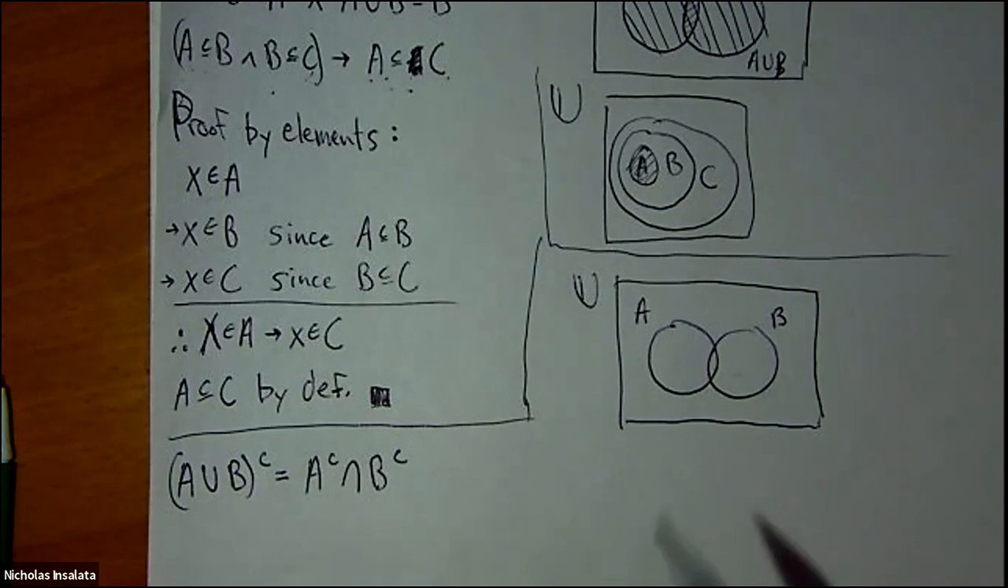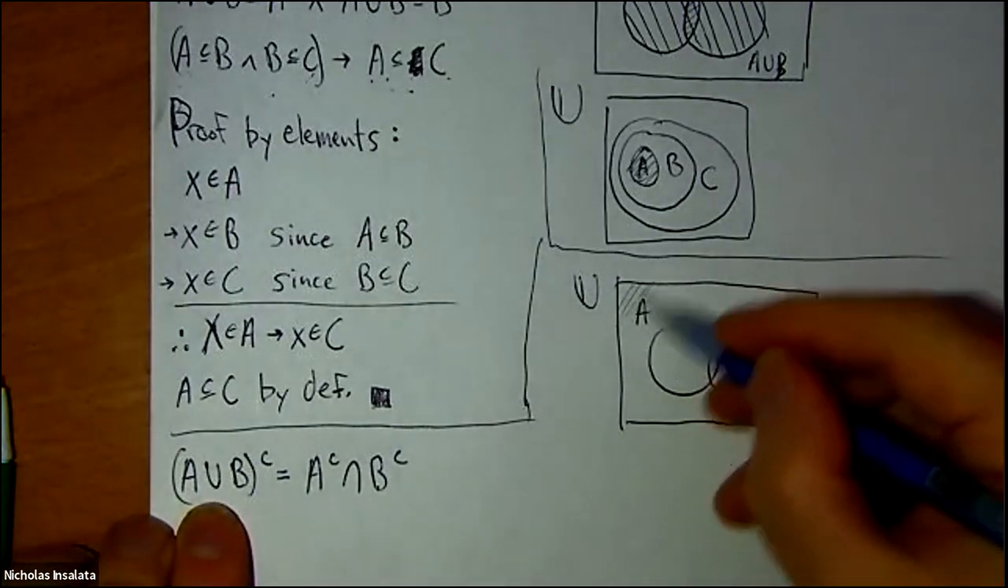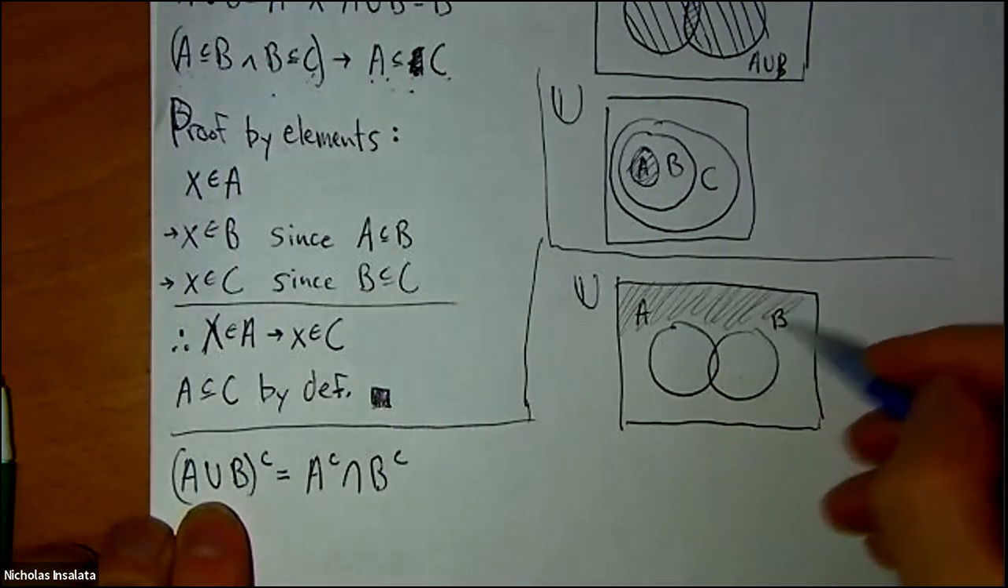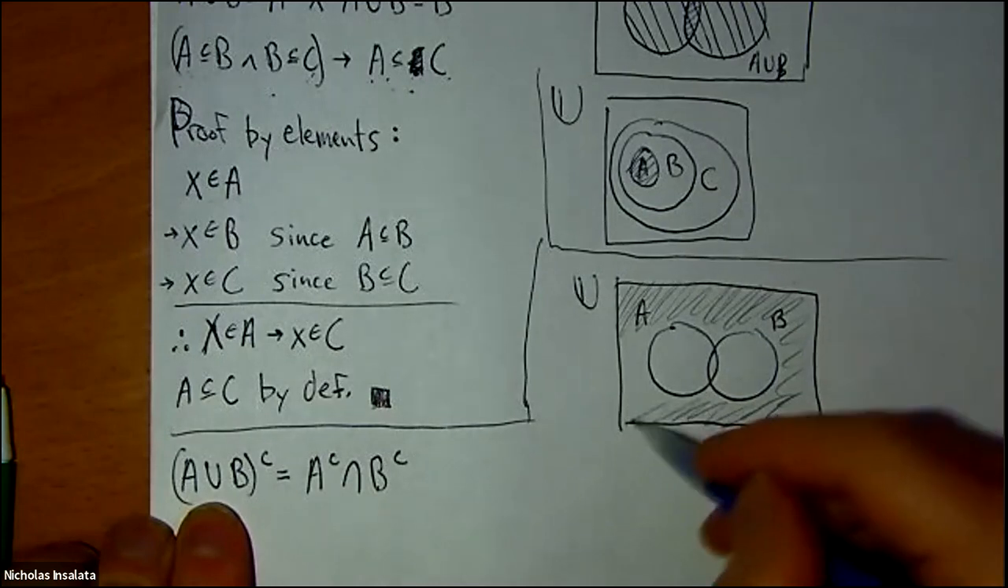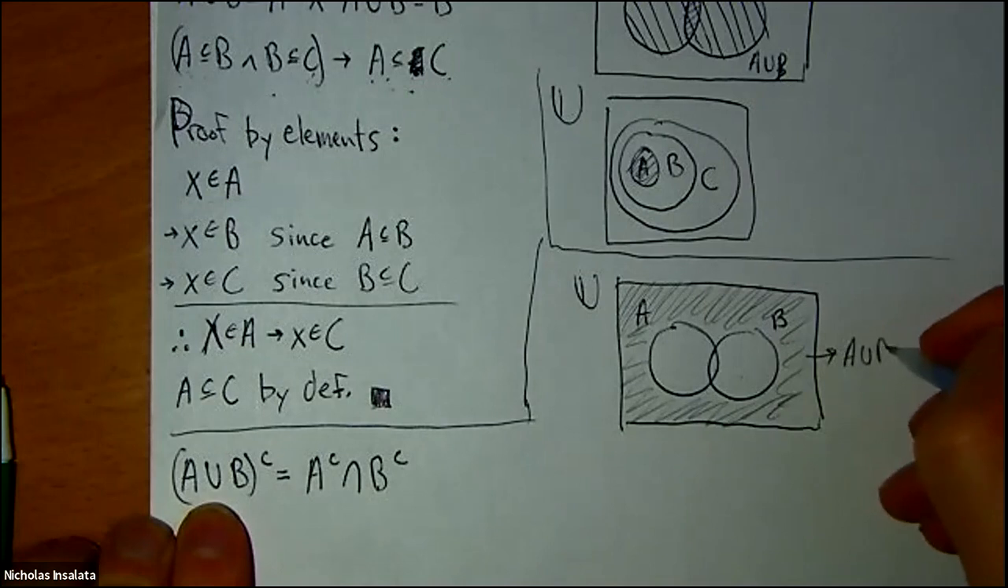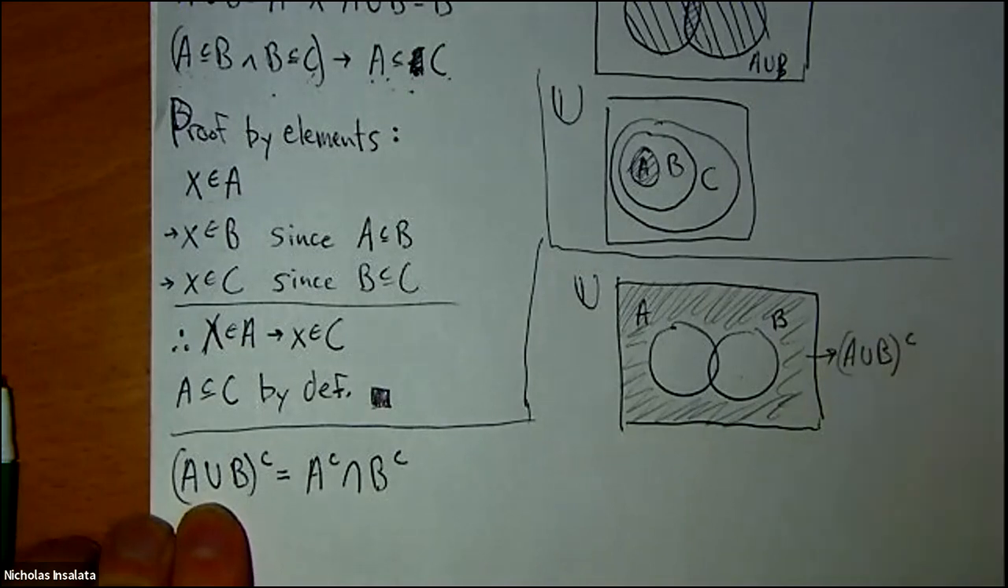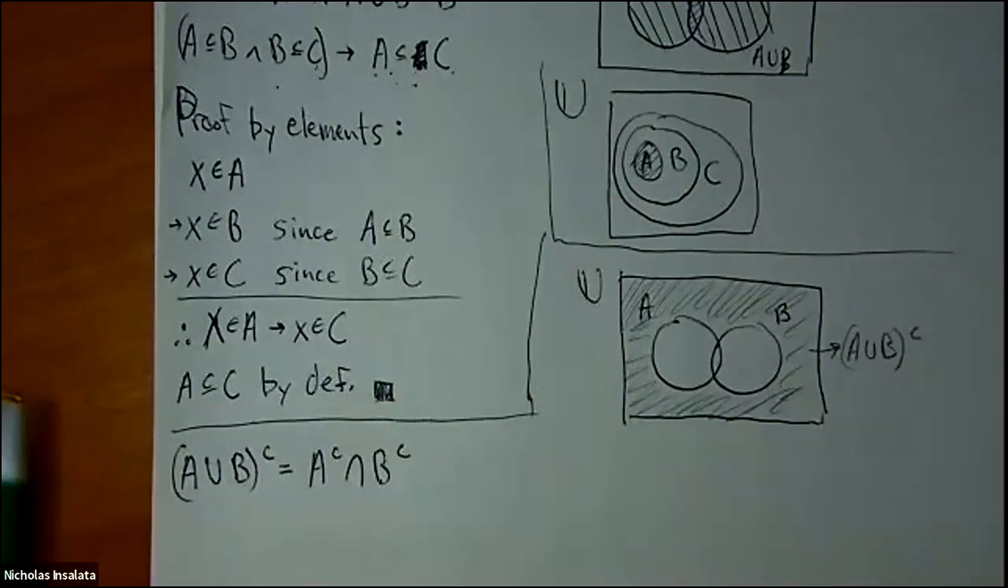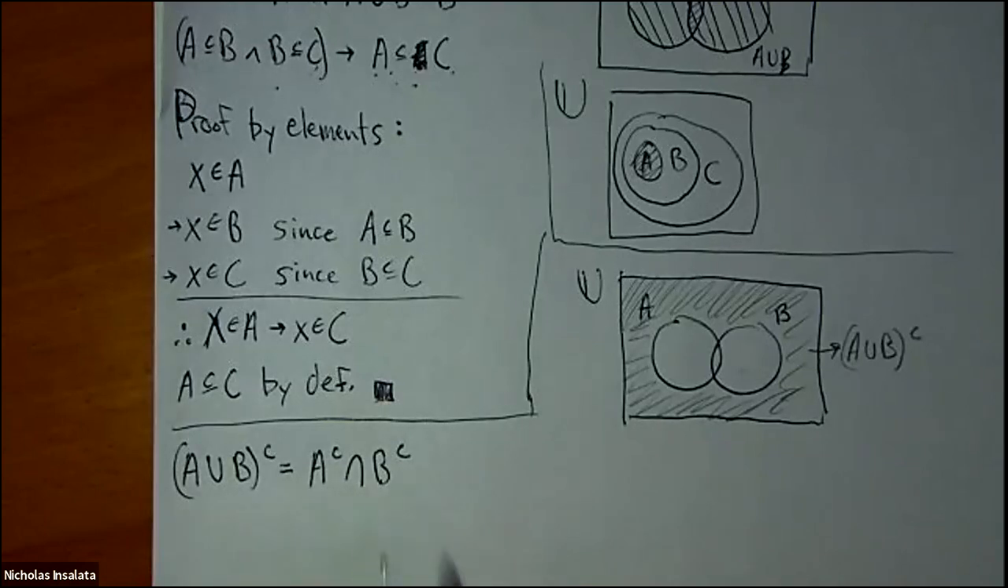The box without the circles. Good. So everything in the box, not inside the circles, is good. That's going to be A union B quantity complement. Okay, so now let's do the other side. Now we have A complement intersect B complement.